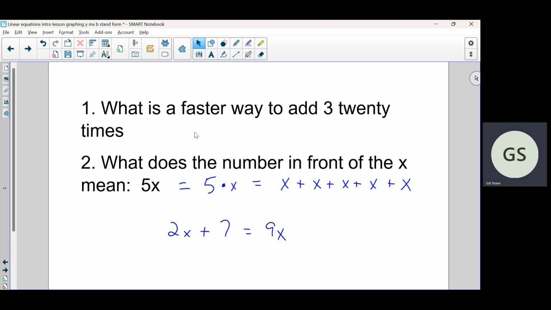That's the bell work. We said multiplication is just a shortcut to adding the same number over and over again. Therefore, if you have 5 times x, that's really the same thing as just adding x 5 times, which basically means the number in front of the x is just how many x's you have, or the number in front of the variable, how many variables you have. All right, so next page.